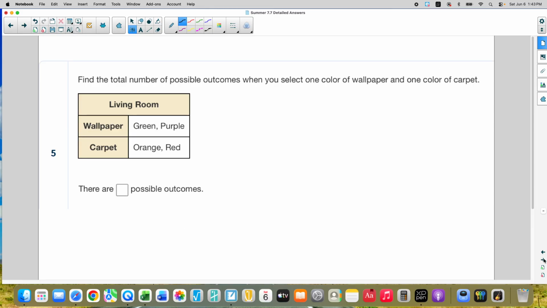Find the total number of possible outcomes when you select one color of wallpaper and one color of carpet. So wallpaper has 2 choices, and we're going to multiply it by the number of choices of carpet, which is also 2. So there are 4 possible outcomes. That's a really fun, very neat way of counting combinations. You just multiply the number of choices. It's like when you go to McDonald's and you have choices for a drink, a burger, and a dessert. You're just going to multiply the number of selections per category.